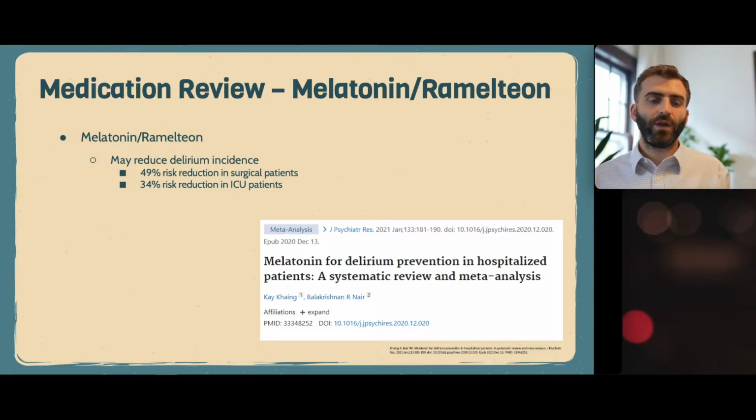As you can see, 49% risk reduction in surgical patients, 34% risk reduction in ICU patients. So in the case of melatonin, it's a relatively cheap agent that can really help patients in preventing their delirium. So this might be a good option if you have someone at risk.